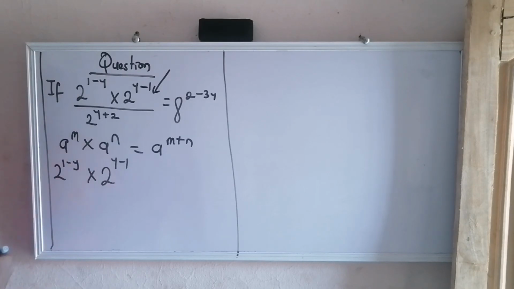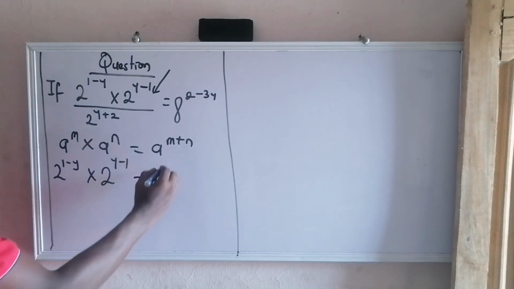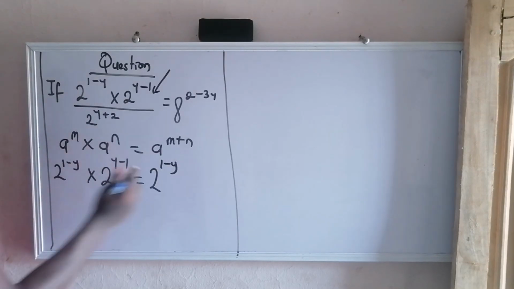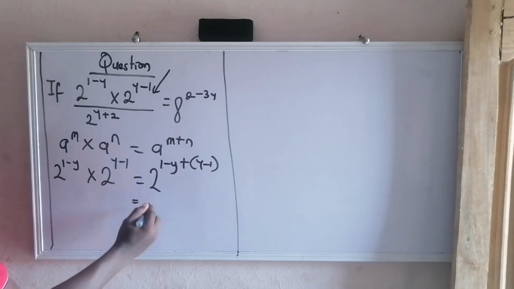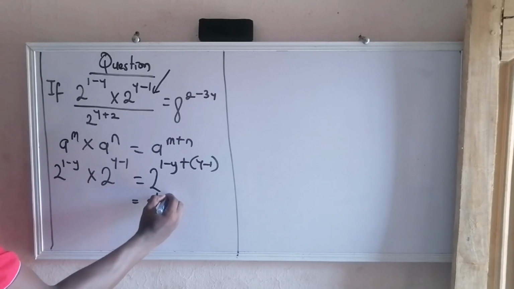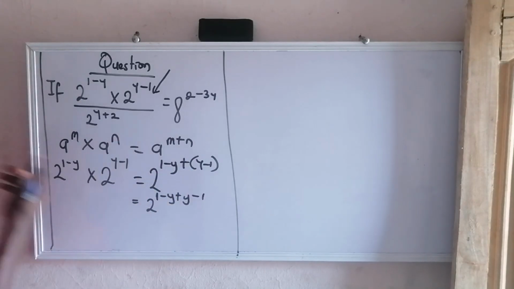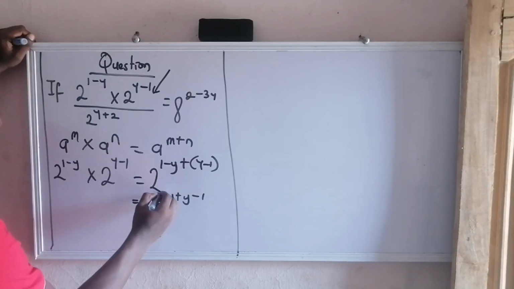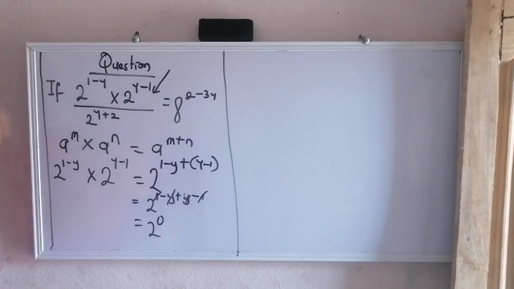Now, if you look at this, you can see that 2 raised to power 1 minus y and 2 raised to power y minus 1 both have the same base. So I can write 2 raised to power, and this 1 minus y will be our m, then plus, in brackets, y minus 1. This will give us 2 raised to power 1 minus y plus y minus 1. The 1 and minus 1 cancel, and minus y plus y cancel, so this will be 2 raised to power 0.